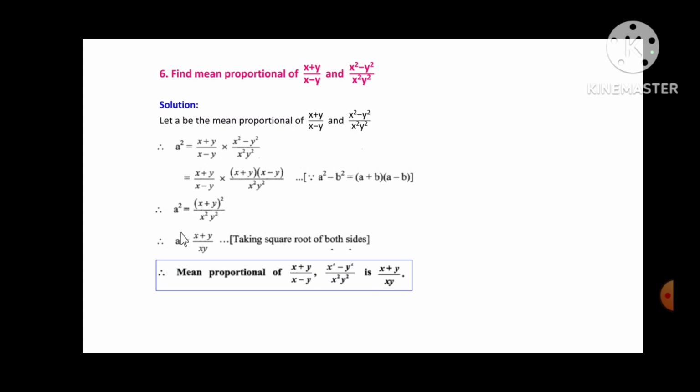Now taking square root on both sides, a = (x + y)/(xy). Therefore, the mean proportional of (x + y)/(x − y) and (x² − y²)/(x² y²) is (x + y)/(xy).